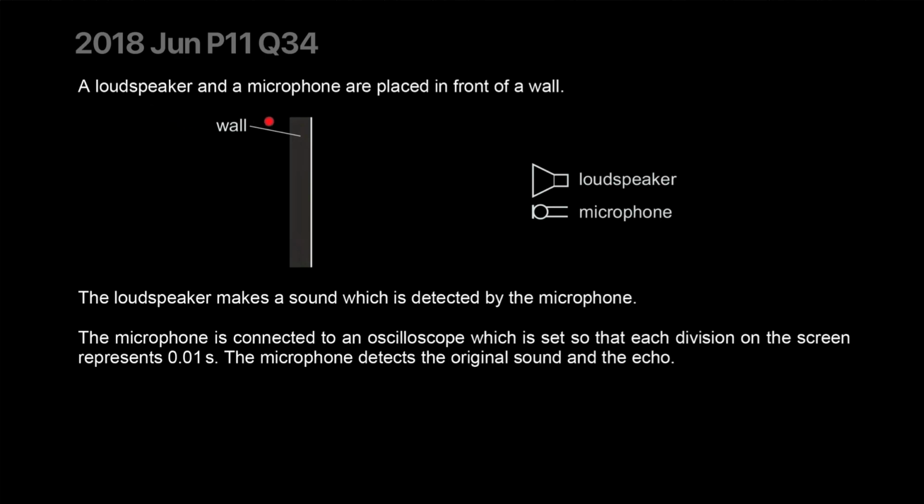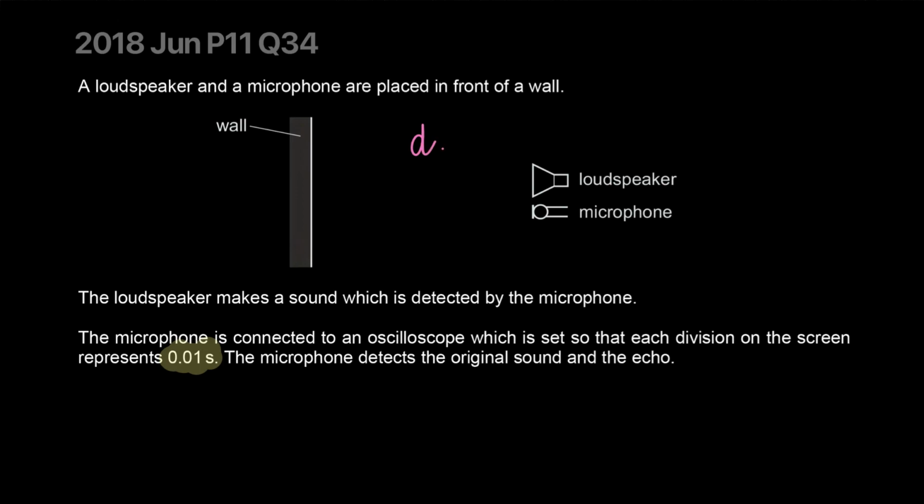Okay, a loudspeaker and a microphone are placed in front of a wall. The loudspeaker makes a sound which is detected by a microphone. This microphone is also connected to an oscillator, which we'll see on the next page. Each division on the screen is 0.01 second, right? And the microphone detects the original sound and the echo. So like bloop, bloop, right? The first bloop it detected was from the loudspeaker, so it was instantaneous. And the second one was the echo, so essentially we have to find this distance D.